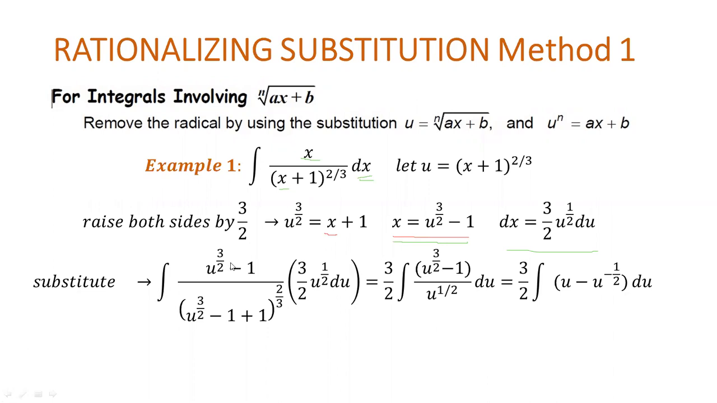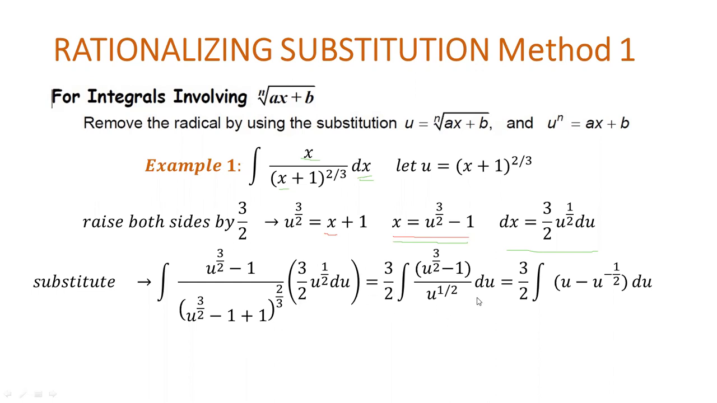So you have u raised to 3 halves minus 1 here. And in the denominator, you have u raised to 3 halves minus 1 plus 1. Okay, because this u raised to 3 halves minus 1 is for the x. Everything is raised to 2/3. This dx is this. Okay, this 1. So you have 3 halves u raised to 1/2 du. When you do the algebra, this will be the resulting expression.